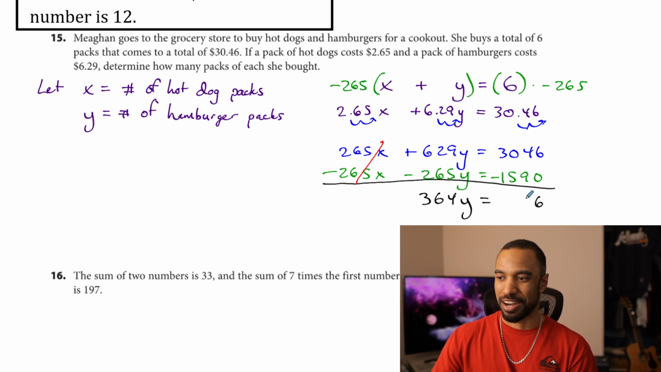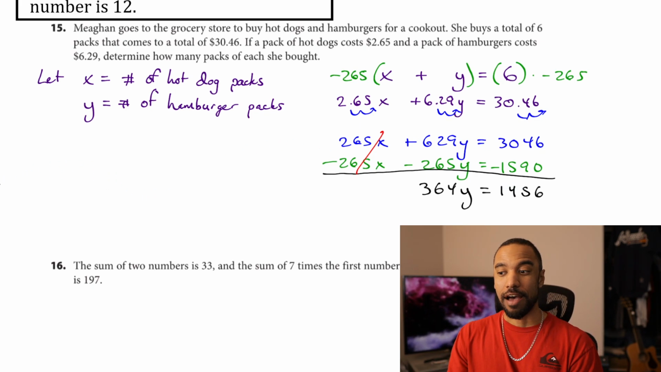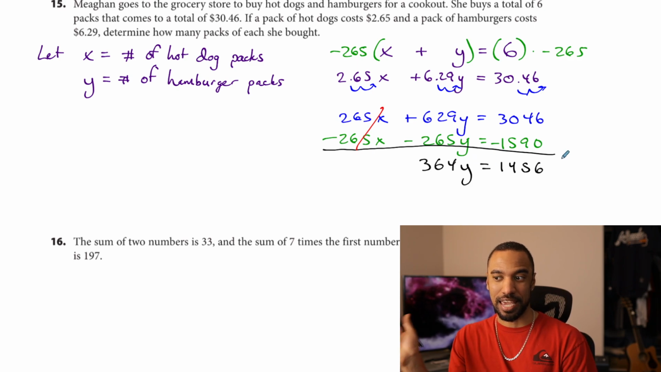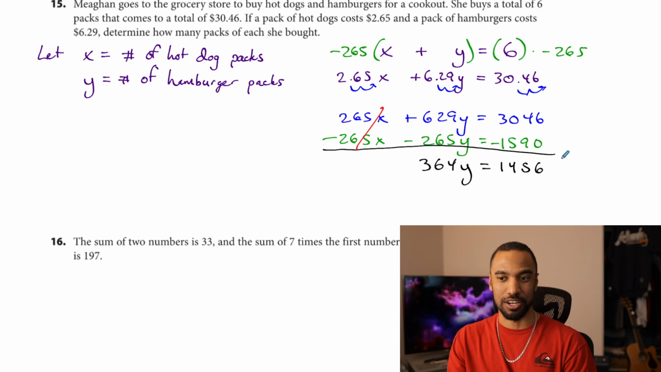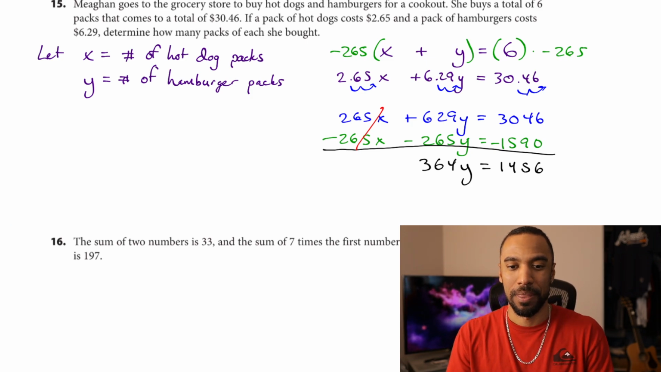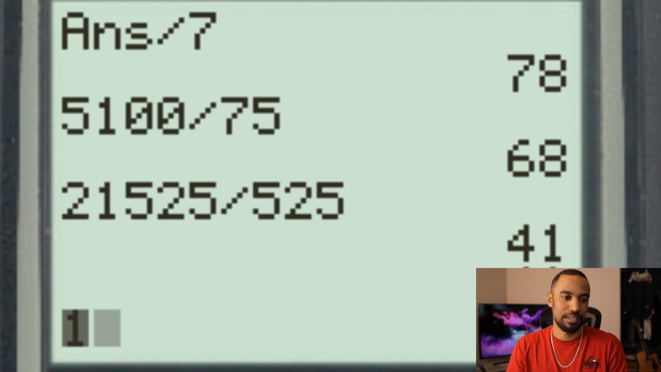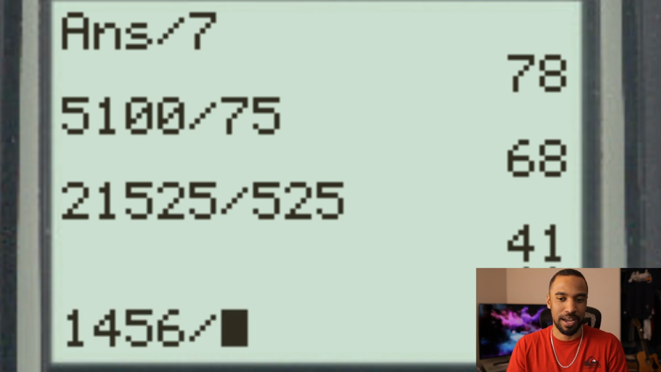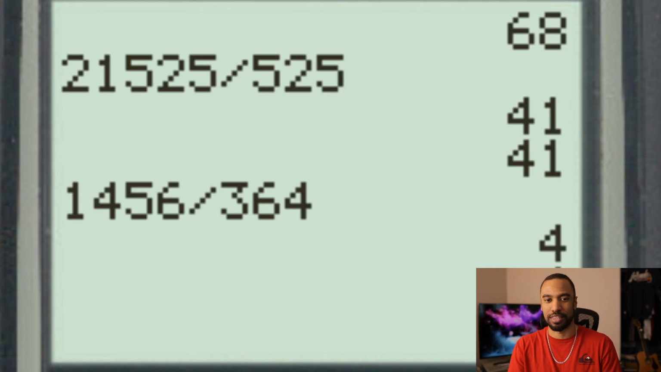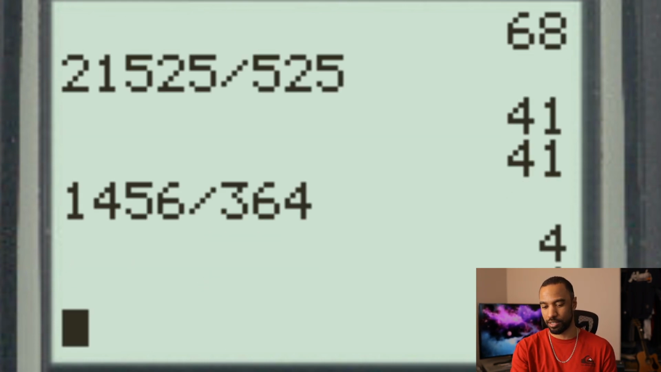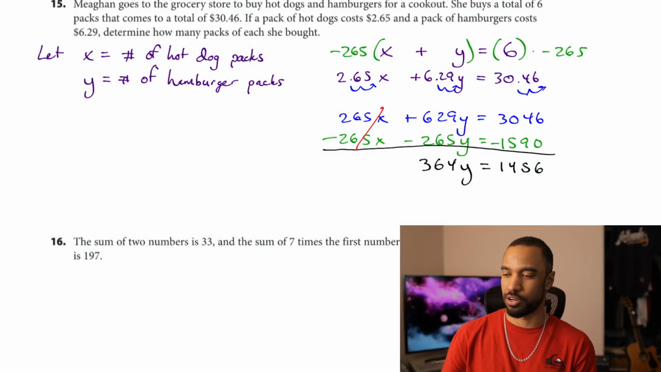I never subtract this way anymore, in my head. If I were to guess, I would say the answer is 4. Otherwise, it's not going to be a correct number of hamburger packs, or I did math wrong. So I'm going to say the answer is 4. That's 1456 divided by 364. Yeah, that's 4 right there. At least I did the other math things right, as far as I'm aware.